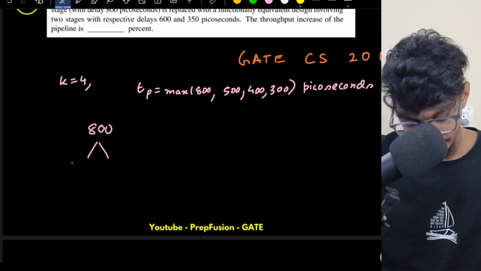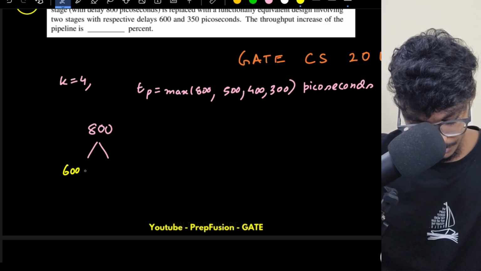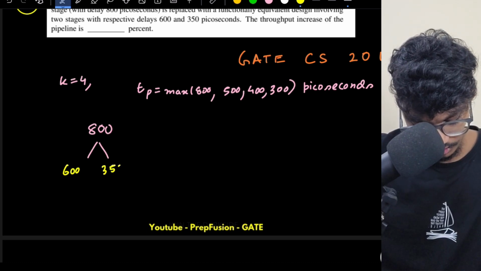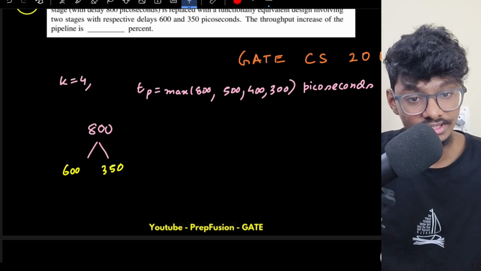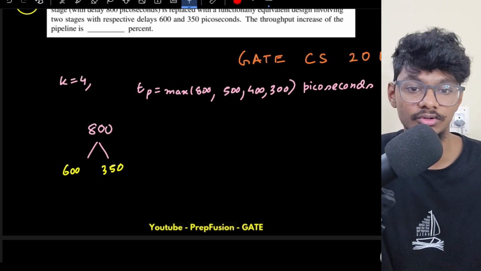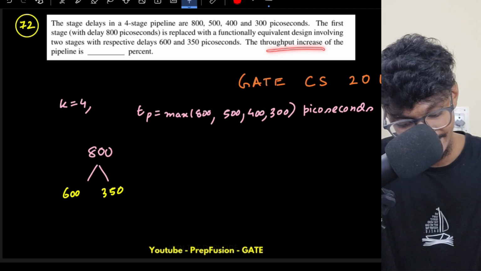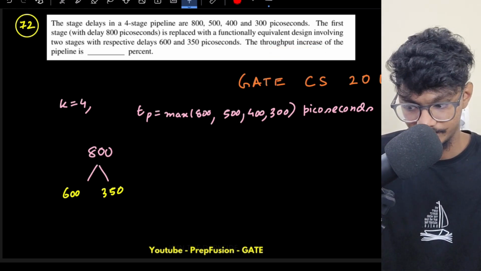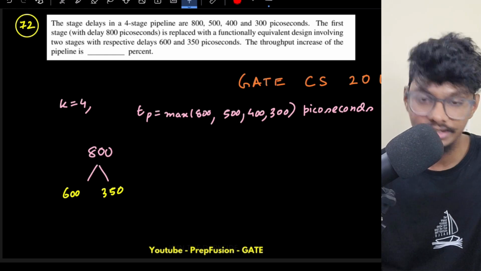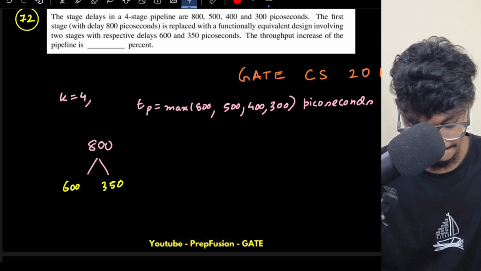One is 600 picoseconds, another one is 350 picoseconds. Now you might say overall it is consuming more time, 950 picoseconds, but actually it can increase our throughput. What is throughput? Throughput is the number of instructions executed per unit time. So how will it increase the throughput? Very simple.